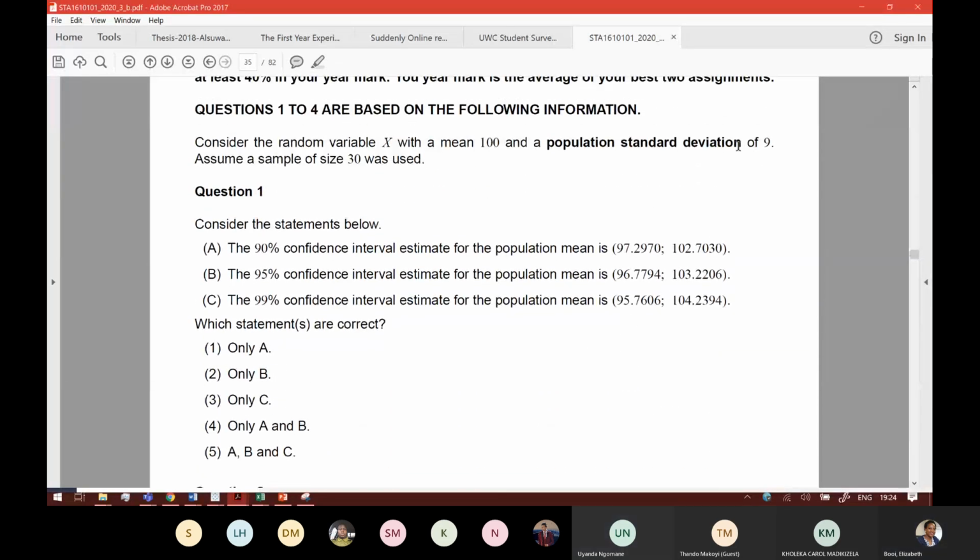Okay, of 9, standard deviation of 9. So I'm just going to work it out from here. I'm not going to close it anymore. So I'm going to do number 1. Remember the formula is point estimate plus or minus our critical value times the standard error, if you remember very well.